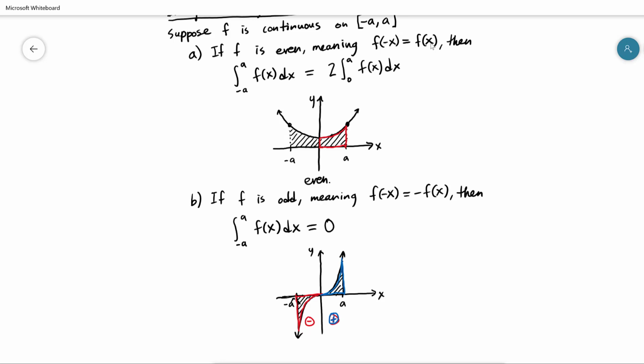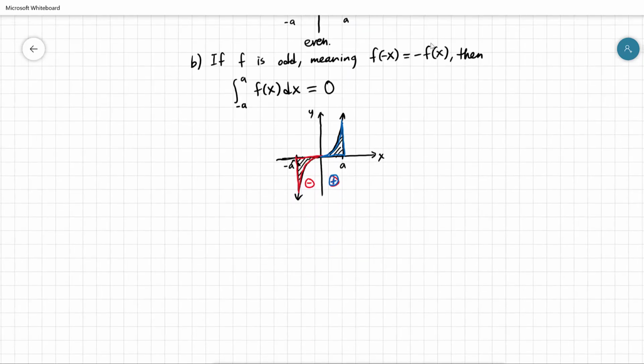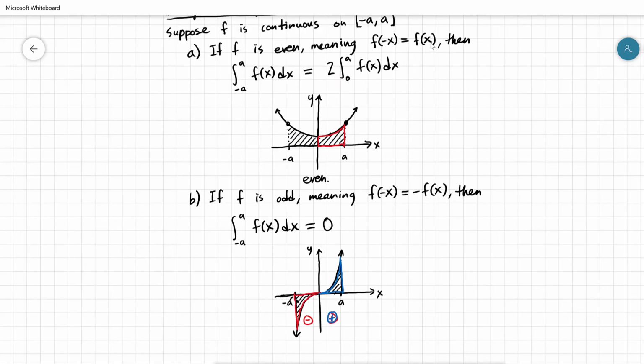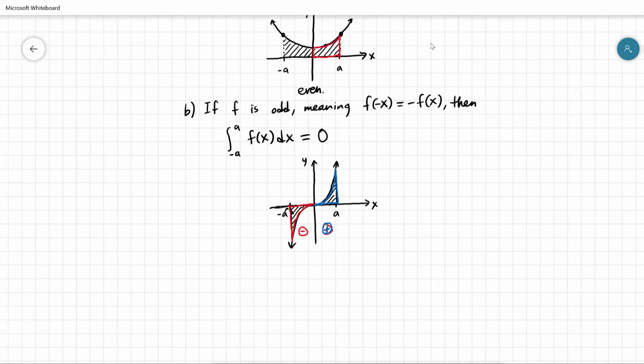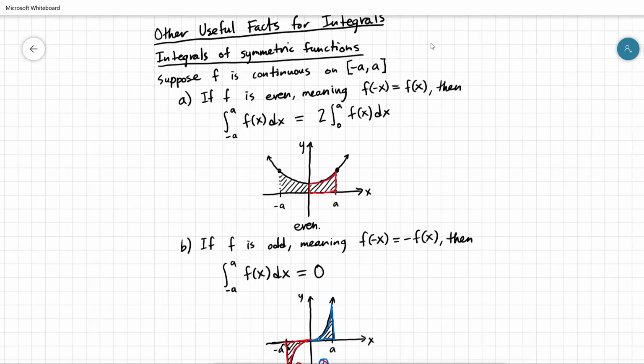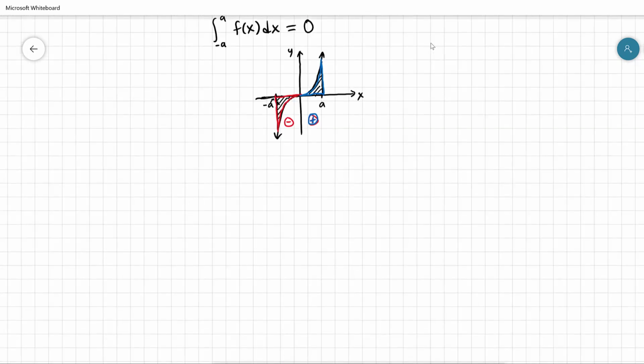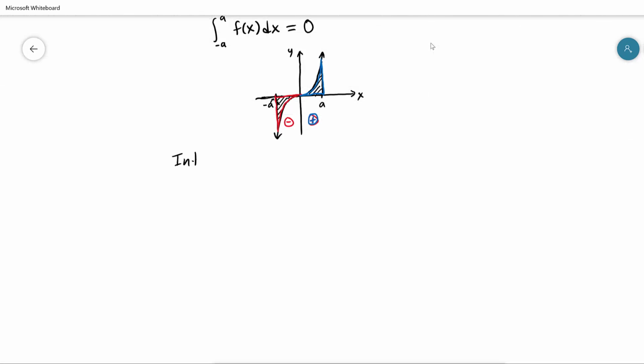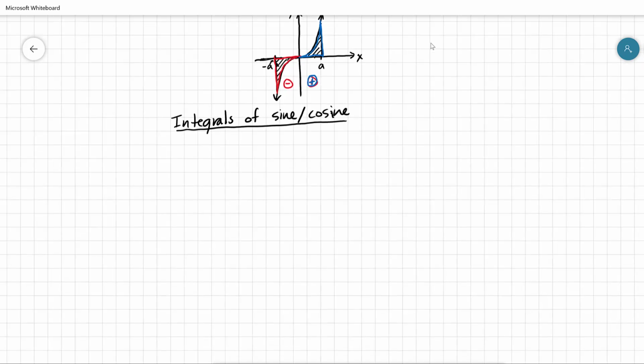What I want to do instead is show you something that's, I think, a little bit easier, or another interesting fact that I didn't put in my notes, and it has to do with trig functions. So we just did integrals of symmetric functions. Now let's do integrals of sine and cosine. And this is a super useful thing that a lot of people, when I teach my differential equations classes and my linear algebra classes, never learned, but it's really obvious.